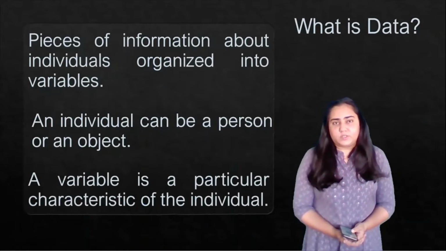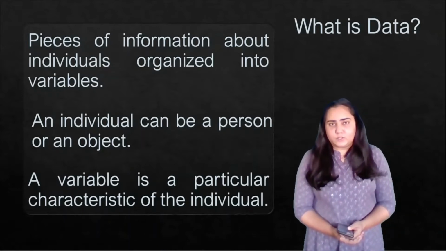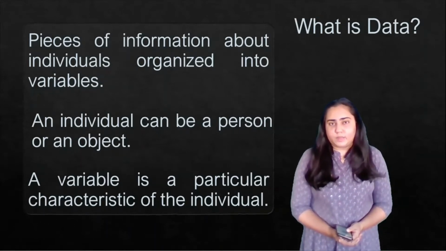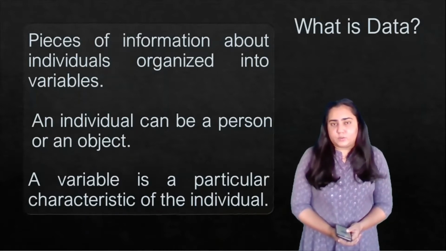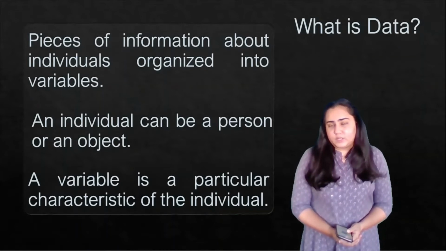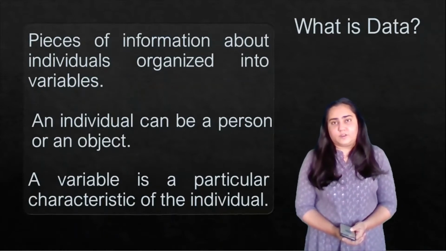A variable, which is the second part of the definition, pieces of information about individuals organized into variables. So a variable is a particular characteristic or property of the individual. If I were describing a house as an individual, then what are the characteristics of the house? The location, the number of rooms, the area. All these things are characteristics or properties of houses, and those will be our variables.